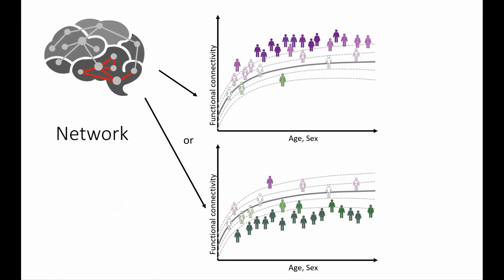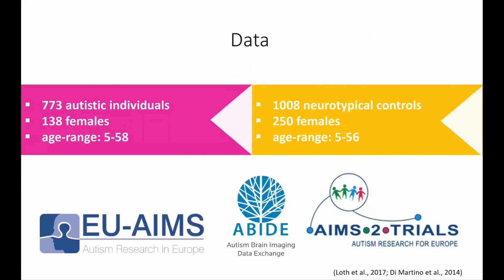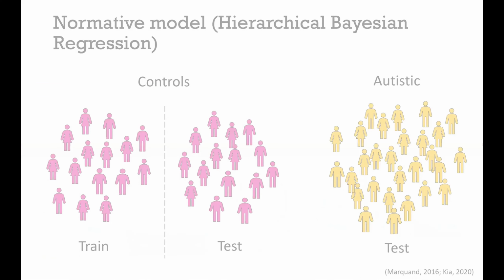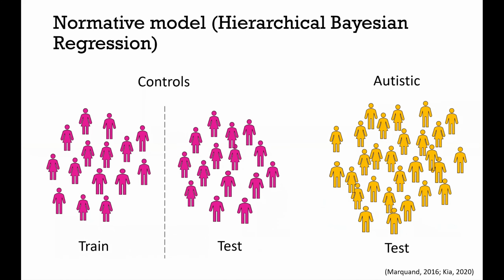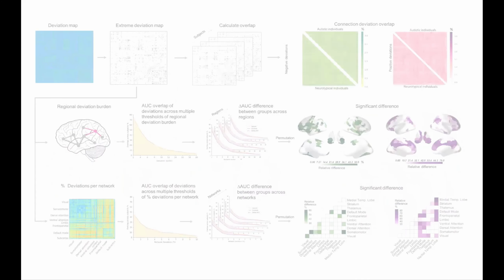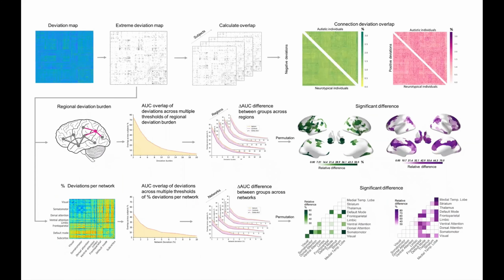compared to controls. To test this hypothesis, we use multi-scale normative modeling of resting state data from a large dataset combining data from the EU AIMS LEAP consortium and ABIDE. We first calculated the functional connectivity maps for each participant and trained a normative model on 50% of the control group to predict functional connectivity from age and sex using hierarchical Bayesian regression. We tested this model on the rest of the controls and the group of autistic people. And this is our pipeline, which was performed on 3 scales.